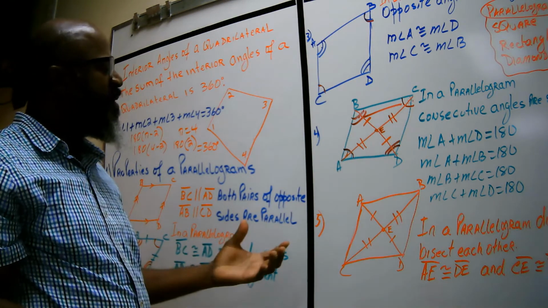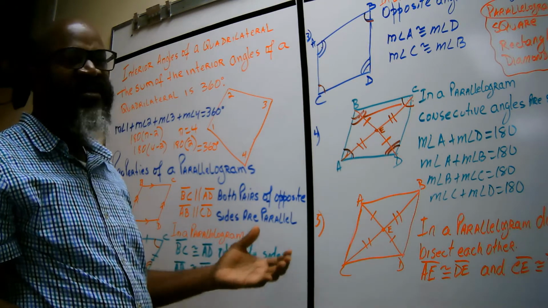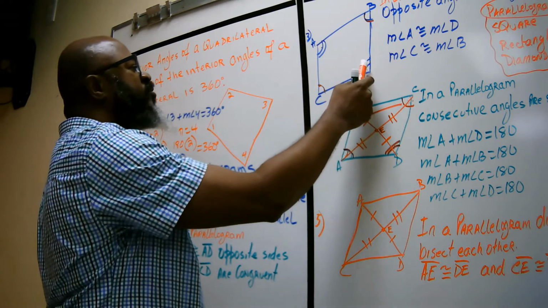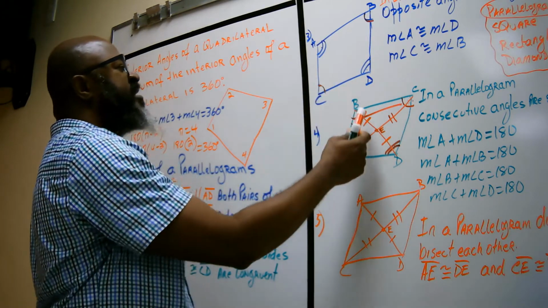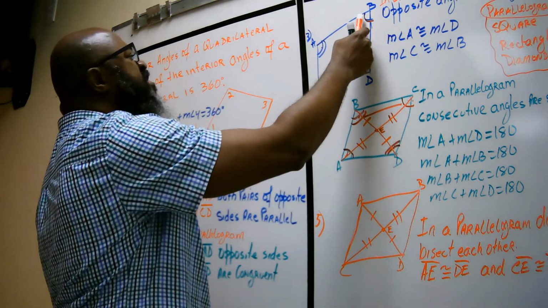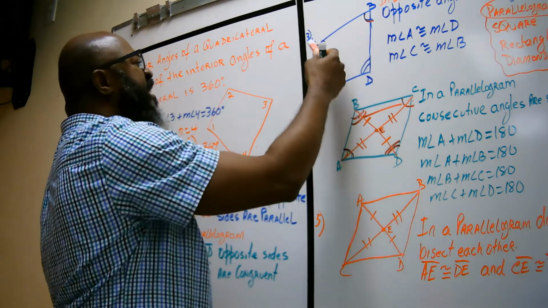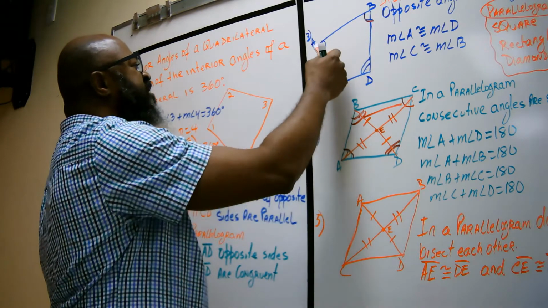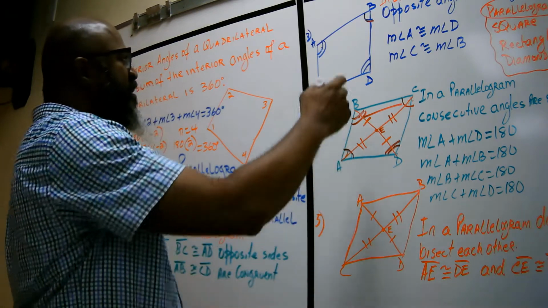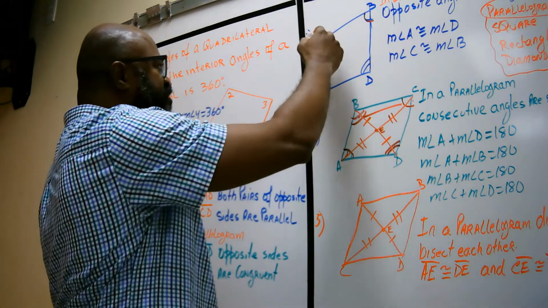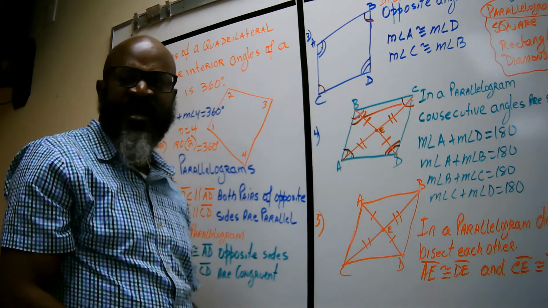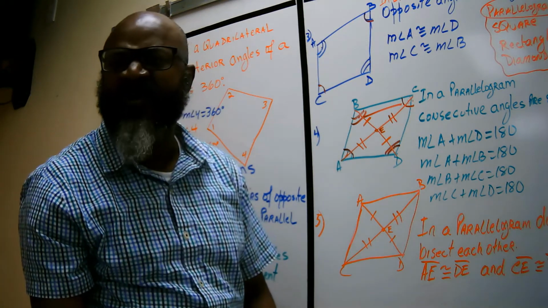Another property is that consecutive angles are supplementary. If I take angle C plus angle D, they will add up to 180. Supplementary means 180. Angle D plus angle B adds up to 180. Angle B plus angle A adds up to 180. And angle A plus angle C adds up to 180. And since a parallelogram is a quadrilateral, the sum of its angles is always equal to 360 degrees. Now the only thing we have to do is some application.